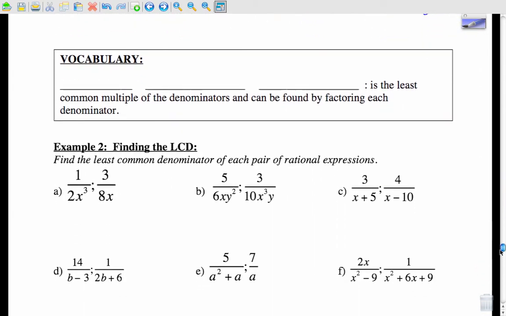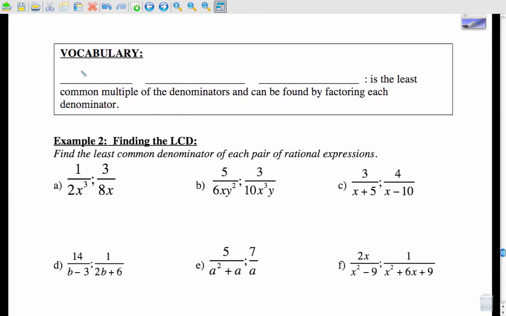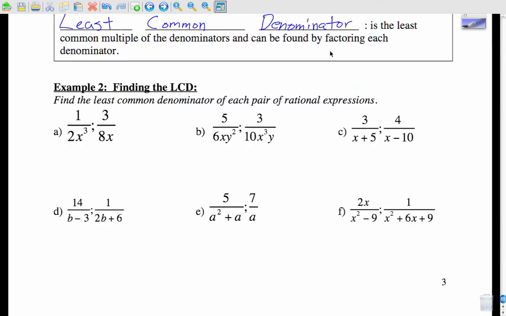All right. Being able to add or subtract rational expressions has everything to do with the LCD. The LCD, which if you remember back in school, is the least common denominator. It's going to be the same thing here. So before we start adding and subtracting, let's go through a few examples of what the least common denominator is going to be. Like this first letter A right here.